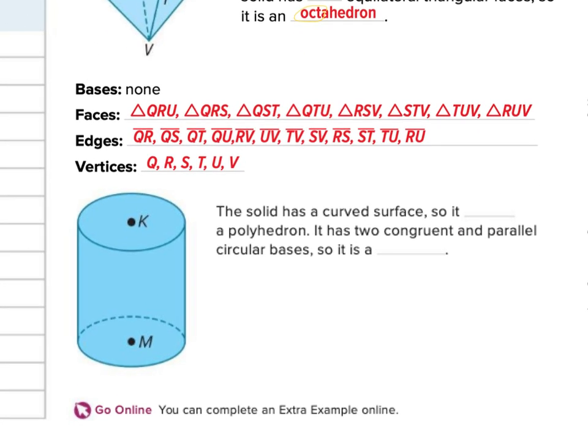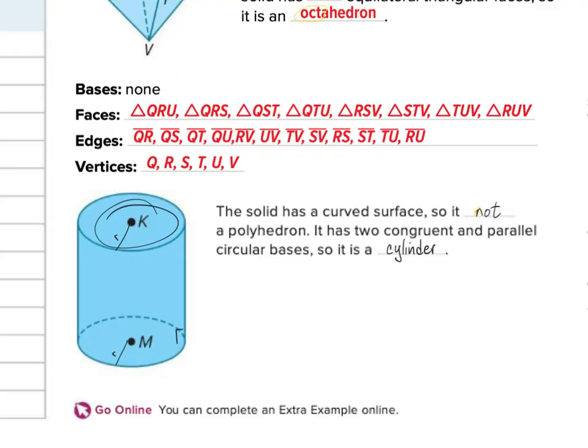The cylinder is not a polyhedron, because it has a rounded side. Polyhedrons are all flat surfaces, and it has 2 congruent and parallel circular bases, so it is a cylinder. And this is the kind of thing that you should be able to identify, these characteristics, and identify what a shape is based on those. So again, cylinder, we have a radius included in the cylinder, so those would be congruent top and bottom. We know that it's a 90-degree going up, so different things like that.